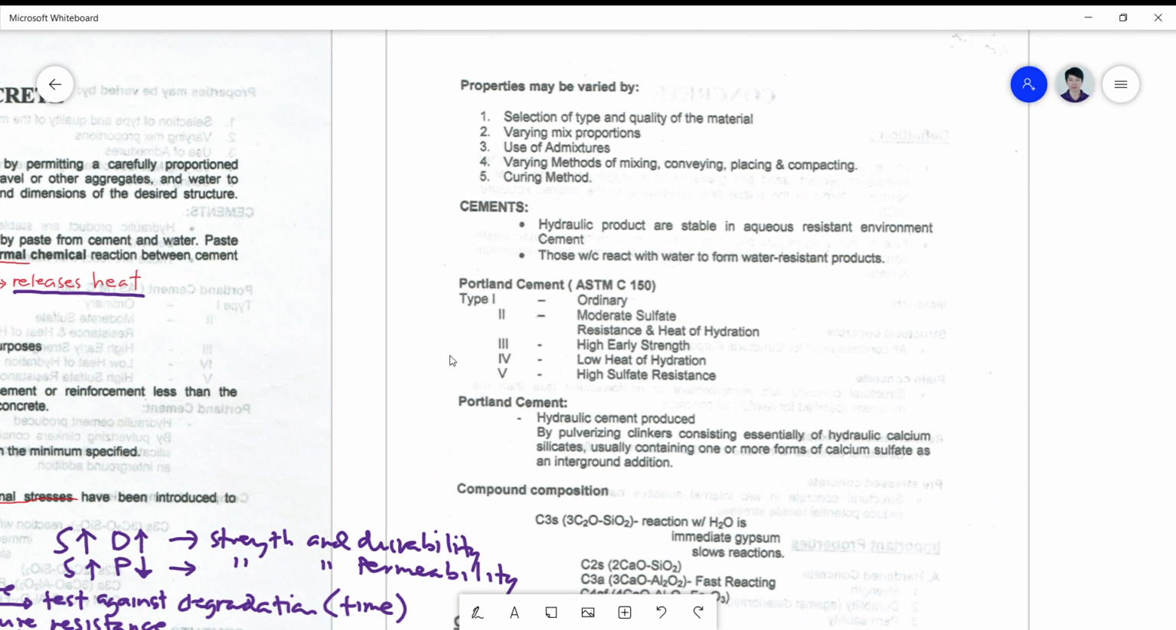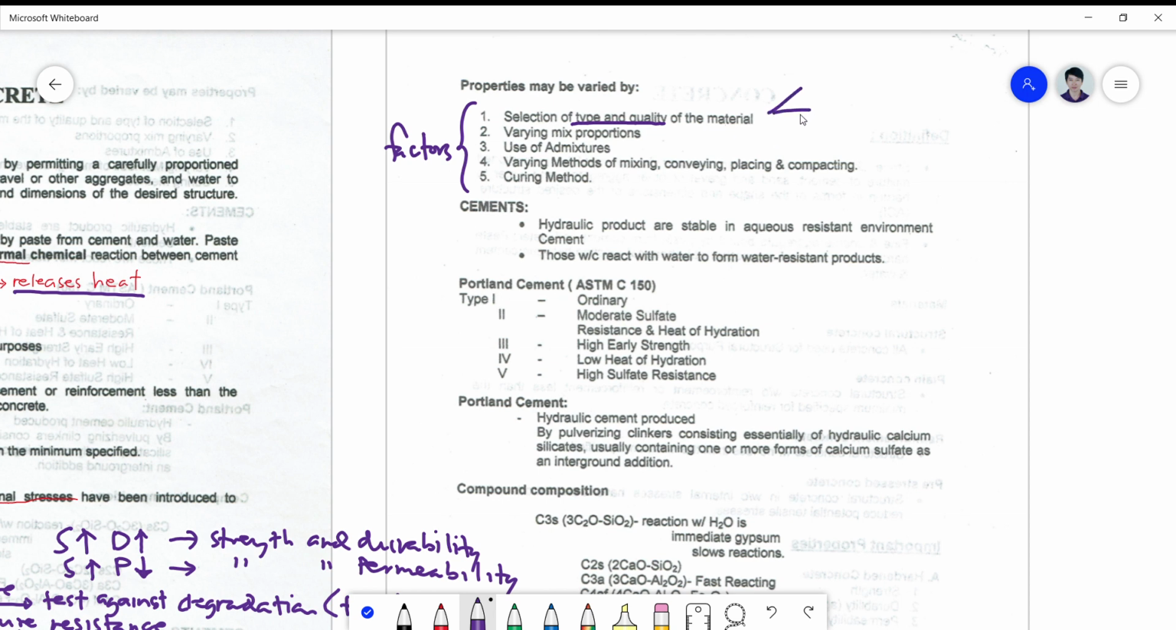So for the properties variation, we can simply adjust the property by looking into the factors. These are the factors considered which influence the property. Number one, selection of type and quality of material. When you say material, we have aggregates, cement, and water.